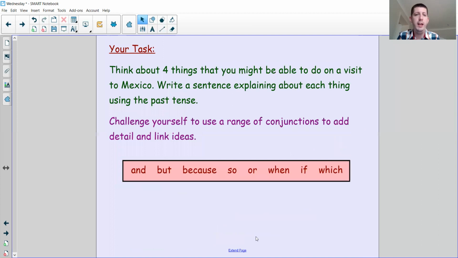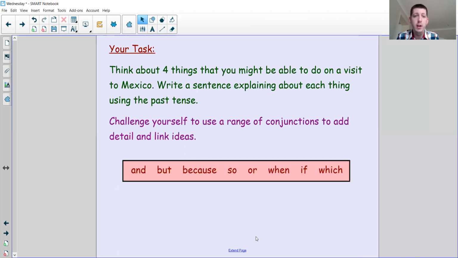Now, for your challenge today, I'd like you to have a think about 4 things that you might be able to do on a visit to Mexico. And your job is to write a sentence explaining about each thing using the past tense, which we talked about at the start of the lesson. To challenge yourself, I'd like to see if you could use a range of conjunctions to add details to link your ideas. And on the screen now, I've got a list of different conjunctions that you might try to challenge yourself to use.